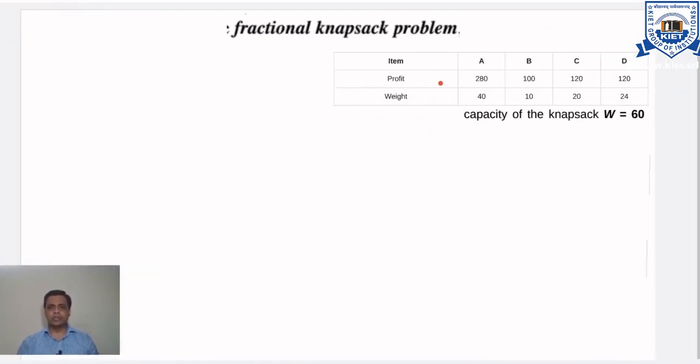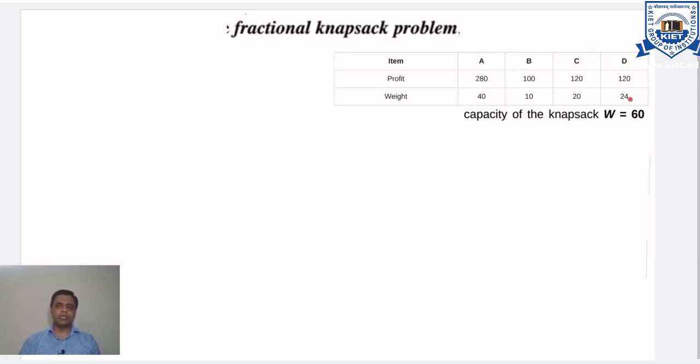So let's take an example here. Suppose these are the item names: item A, item B, item C, and D. There are 4 items labeled A, B, C, D. Now the profit or cost is 280 for item A, 100 for item B, and so on. And the weight of item A is 40. It could be gram, kilogram, metric ton, anything, so no unit is written here. It could be dollar, rupees, or dinar, whatever it is. So this is the price of that item, and this is the weight of this item.